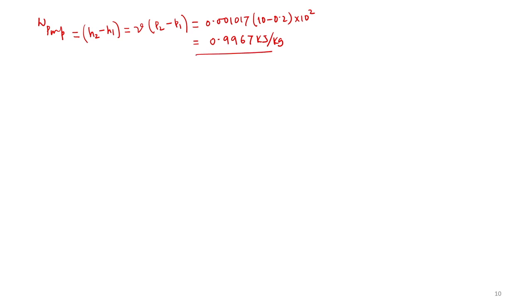Okay. So, once we have this, we can calculate H2. H2 will be H1 plus W pump, which is equal to, what is the value of H1? We have not calculated it, we have found it from the steam table, 251.42 plus 0.9967, which is equal to 252.417 kilojoule per kg.